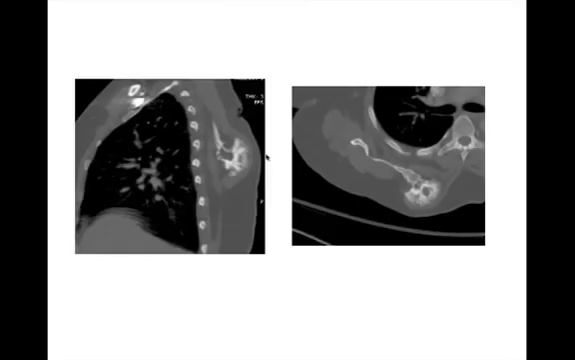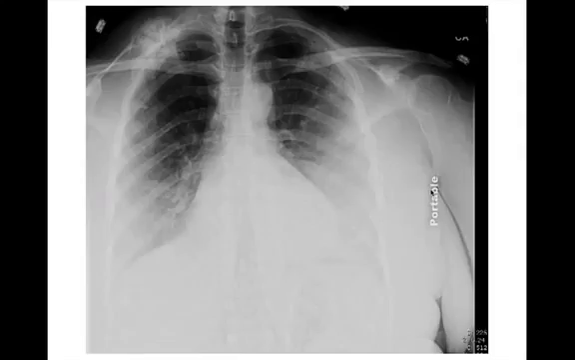Then went to CT, which shows you this pedunculated mass in continuity with both the cortex and underlying marrow. You can see cortex and underlying marrow. And so this was an osteochondroma arising from the scapula, also in a patient with multiple hereditary exostosis.